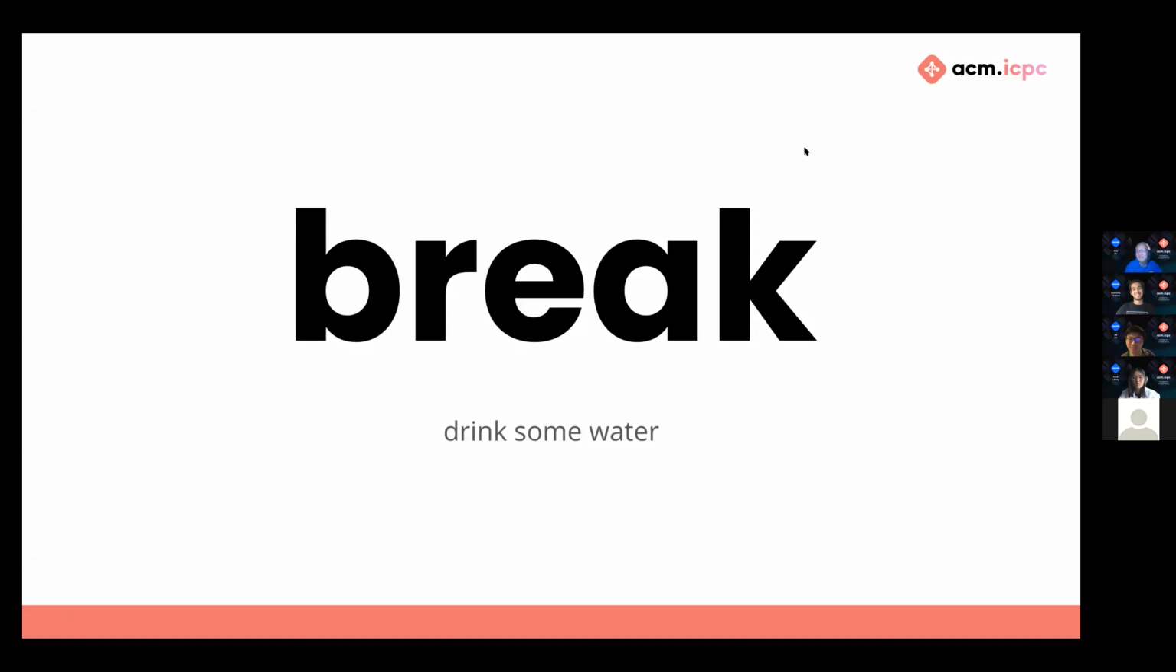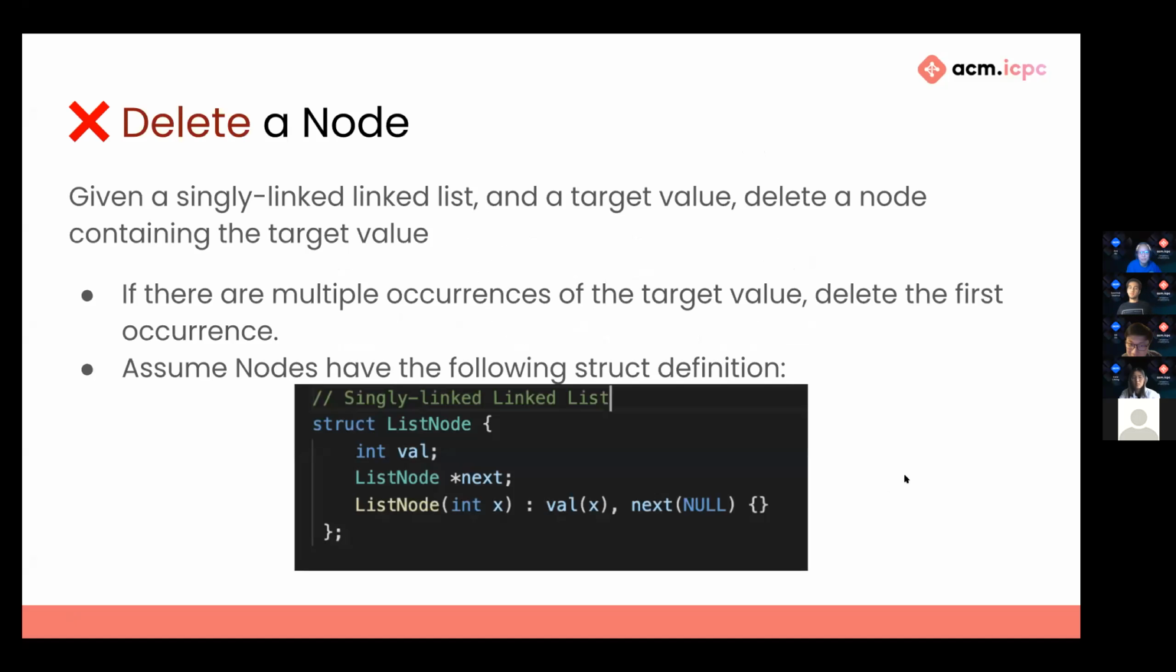Welcome back, everyone. We can quickly get started with our first practice problem, which is how to delete a node in a linked list. So let's say the interviewer gives you this question. First thing you have to do is obviously read the question. Given a singly linked list and a target value, delete the node containing the target value. If there are multiple occurrences of the target value, delete the first occurrence.